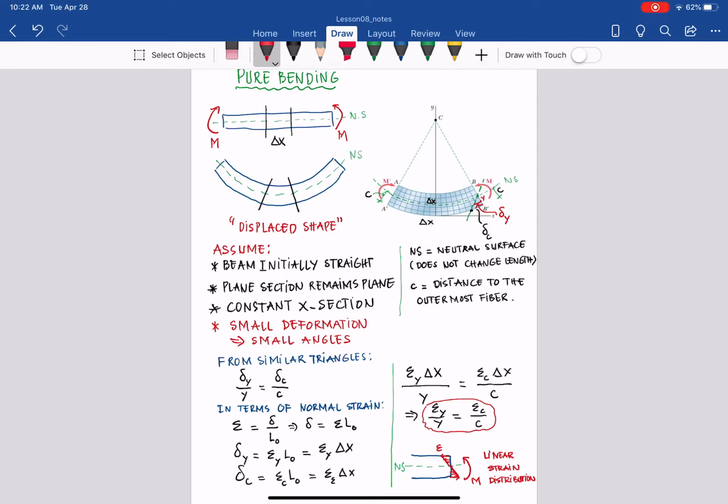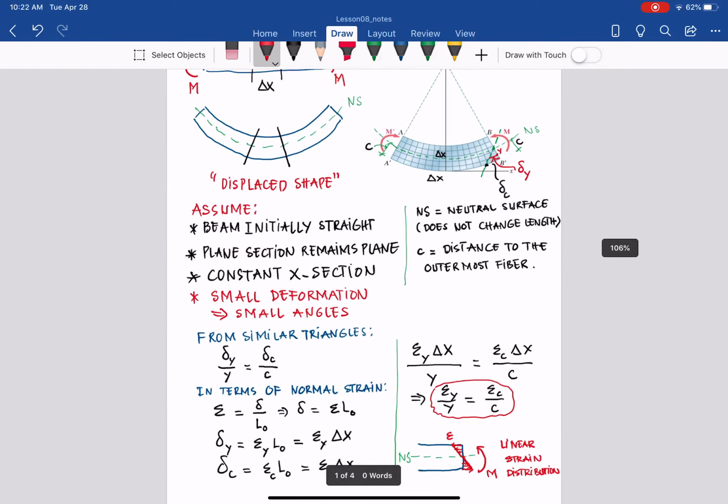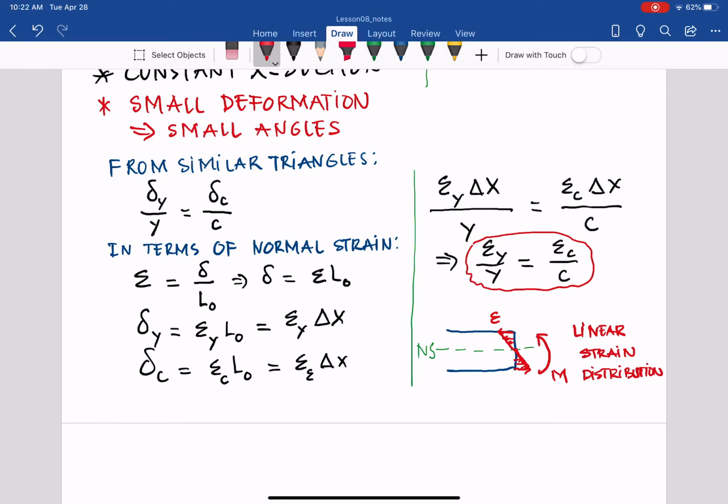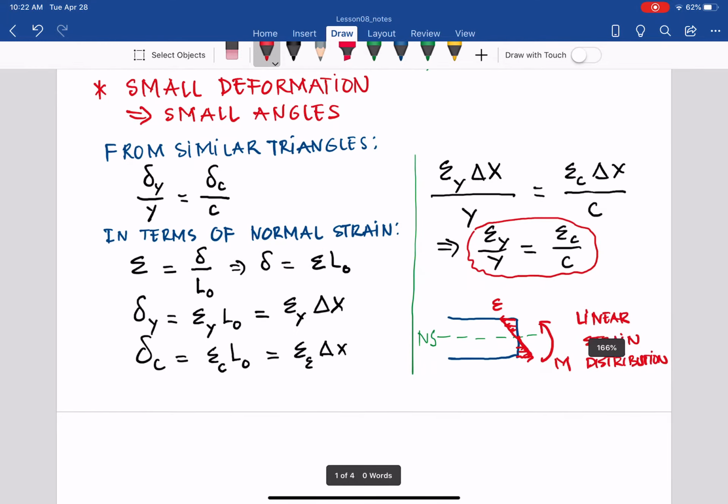We just went over pure bending on the member, where only the bending moment is applied, no shear force and no normal force, as you can see there, and it will deform into the shape as shown. And from pure bending, we also know there is a linear strain distribution along the cross section.